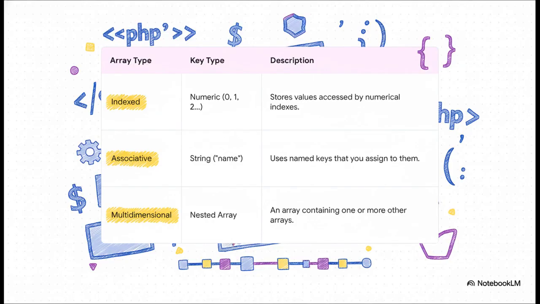Think of arrays as a collection of labeled boxes, where each box holds a piece of data. First, you have indexed arrays. These use numbers as labels, 0, 1, 2, and so on. They're perfect for a simple, ordered list. Then you have associative arrays, which let you use custom text labels like name or age. This is amazing for organizing related data, like a user's profile. And finally, multi-dimensional arrays are just arrays living inside of other arrays. This lets you build really complex, table-like structures.